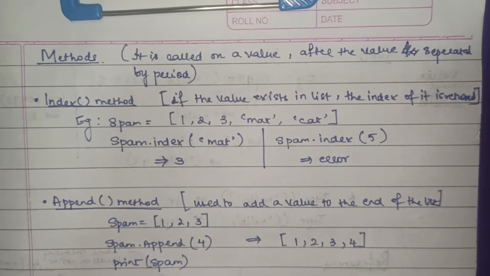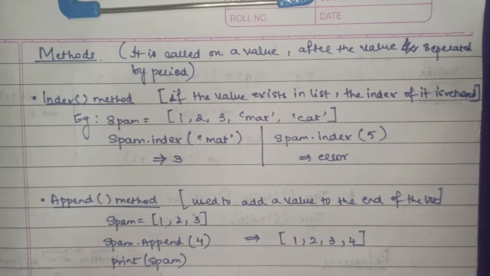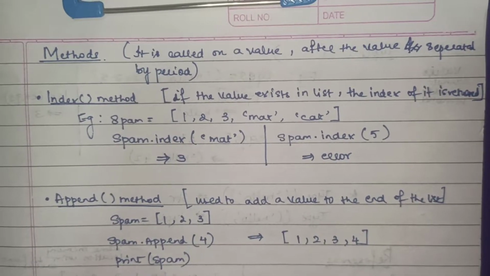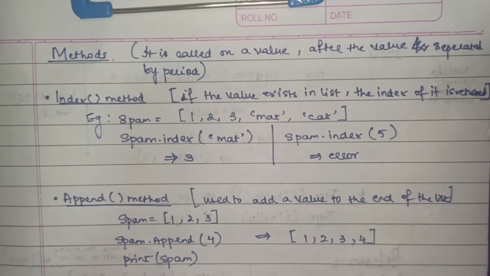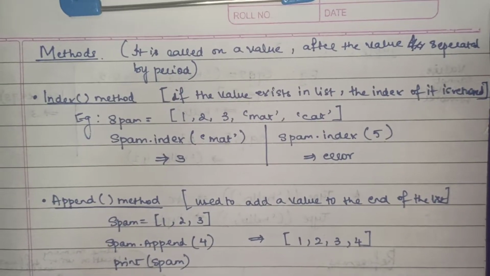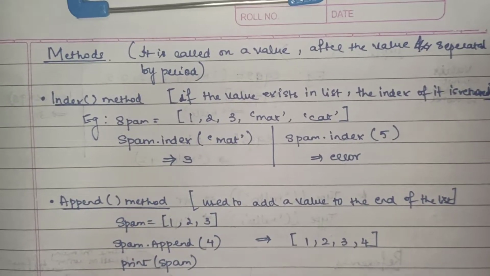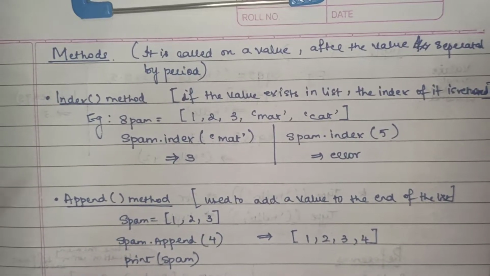So the next topic is methods. There are various methods that can be applied on a list. So what is actually a method? A method is called upon a value. How is it called? It is specified after the value and separated by a period. So let us see the various methods that can be applied on a list.